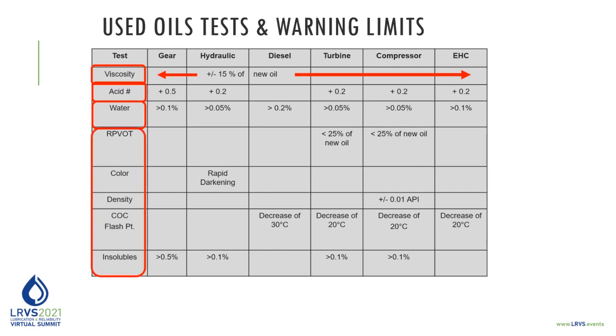RPVOT all the way down to insolubles. These kinds of tests, typically they're relegated for turbines, maybe compressors, but quite frankly, they can be very useful for other things. Using the RPVOT for hydraulics can be very useful, and some people actually do use it for gear and diesel as well. Density is actually a really good test to run. Typically, people never consider running density or specific gravity on used oil, but it actually does indicate contamination. Flashpoint, very effective, as well as insolubles.